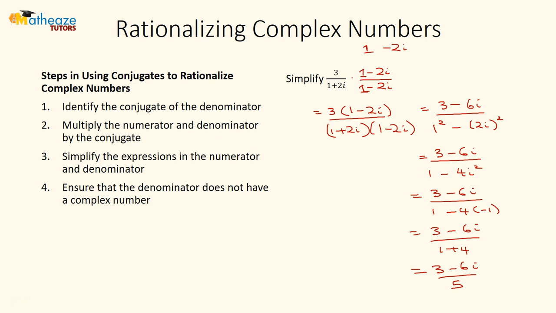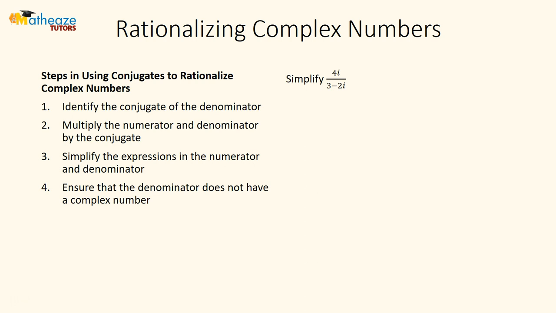Now, you can leave it this way, or if you want to be creative, you can go ahead and say this is 3 times 1 minus 2i over 5. Either way, it should be fine. Now let's look at this one. Our conjugate is going to be, we have 3 and we have 2i. We change the sign in front of the imaginary, so it's plus.